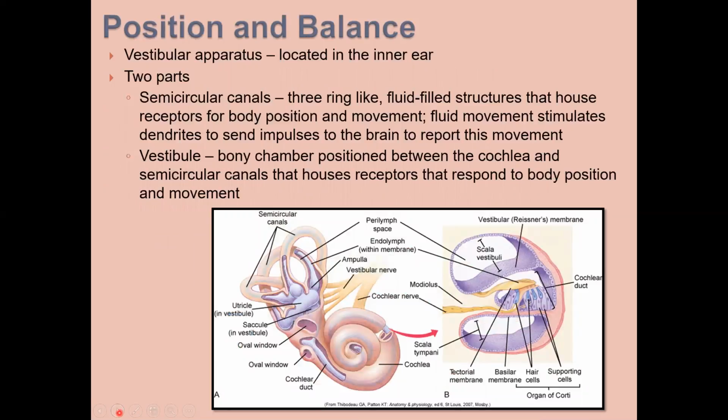So what is position and balance all about? Well, the vestibular apparatus, which is located in the inner ear, is in charge of that. There's 2 parts of it. There's the semicircular canals, which are 3 ring-like fluid structures here that house the receptors for the position, body, and movement. The fluid movement stimulates dendrites to send impulses to the brain to report the movement. And so that's what the semicircular canals are all about.